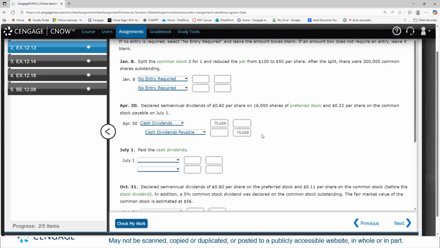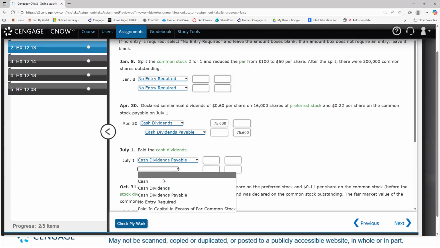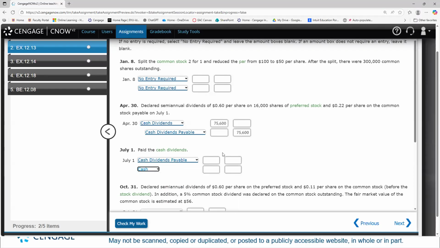And then finally, when they pay the cash dividend, we're going to debit the cash dividends payable, getting rid of the liability, and credit our cash. We're actually paying out 75,600 in cash.